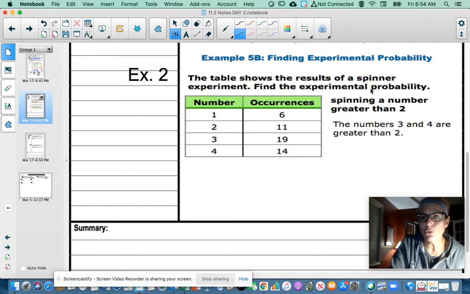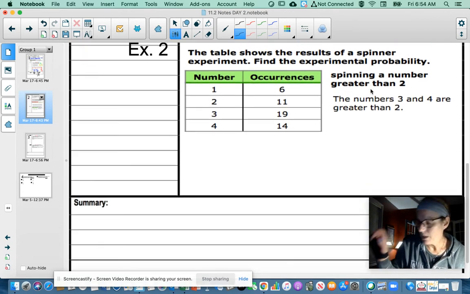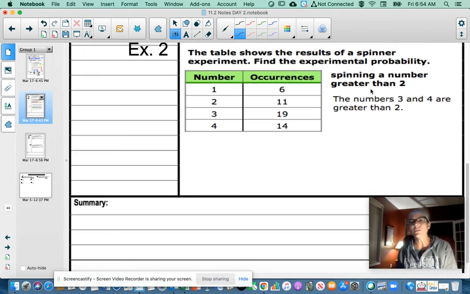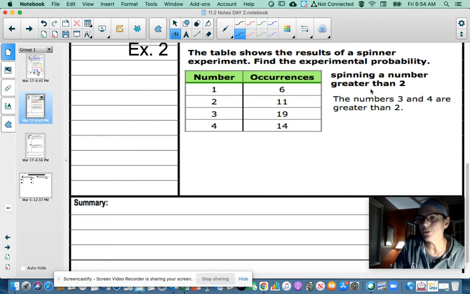Example 2. The table shows the results of a spinner experiment. So this is an experiment, experimental probability. Find the experimental probability of spinning a number greater than 2. Numbers 3 and 4 are greater than 2.